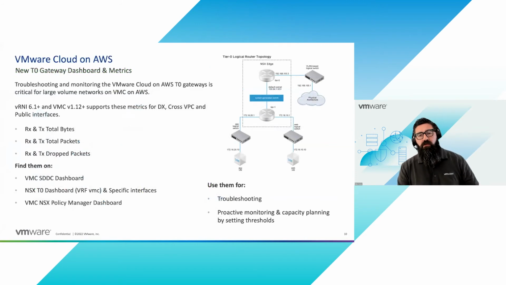Let's jump to something new, very useful for VMware Cloud on AWS scenarios. And this is about T0 Edge. The T0 Gateway dashboards and metrics will help you to troubleshoot, monitor proactively and plan capacity. You can find these metrics in different dashboards used to manage, for example, the NSX policies or the T0 interfaces. As you can see in this picture, the edge is a critical point to monitor on your system. And now it's possible with just a few clicks.